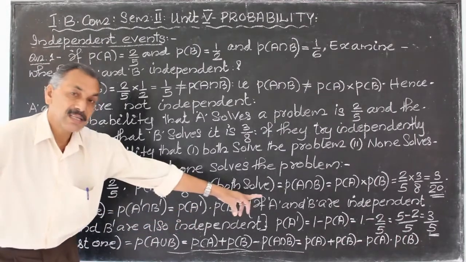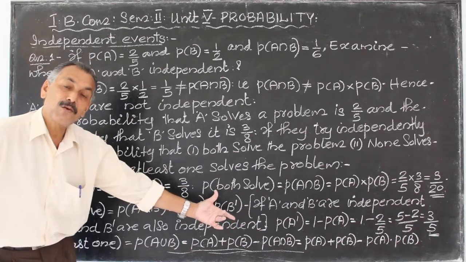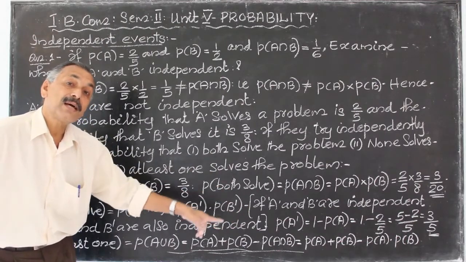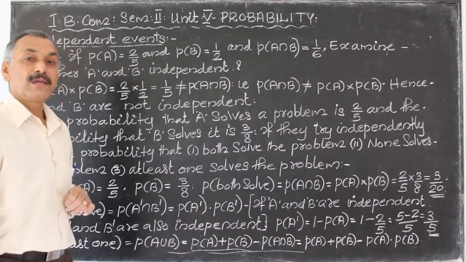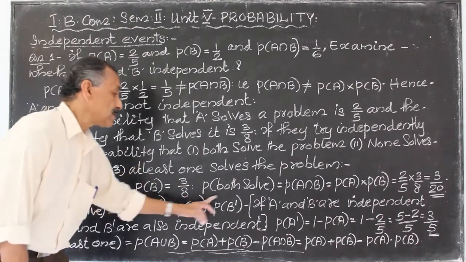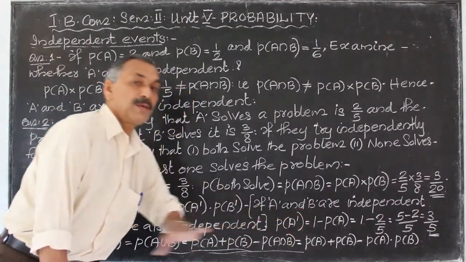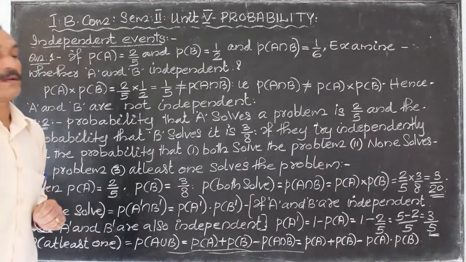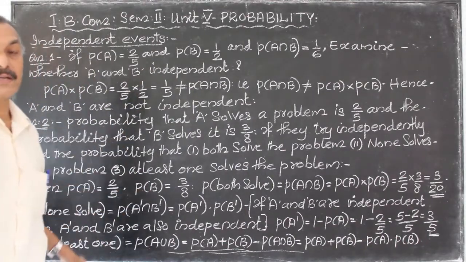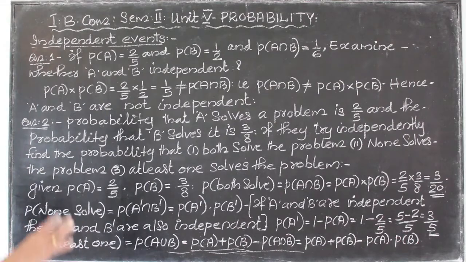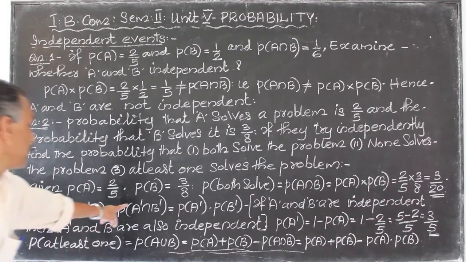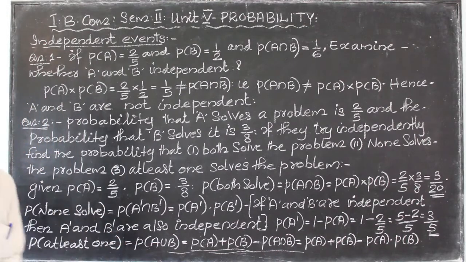P of A dash, similarly you find P of B dash. What is P of B dash? 1 minus P of B. And then the P of A dash and P of B dash. Otherwise, P of A plus P of B minus P of A into P of B. And this will save here, complete and not complete. It's very important for independent events. This is complete.